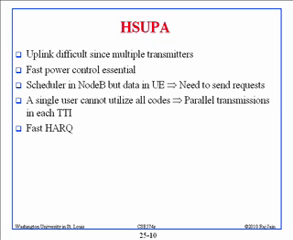The third thing is, a single user cannot utilize all codes, so there is parallel transmission in each TTI. Basically, previously there was only one transmitter, 15 codes, and all 15 were used by the base station.